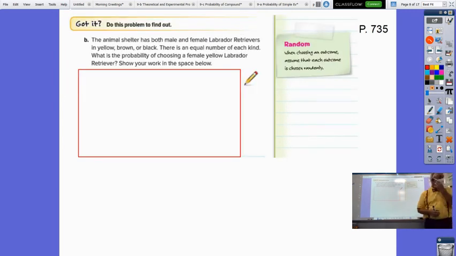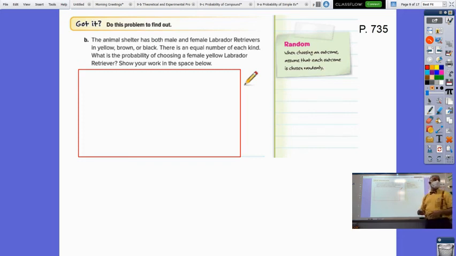We'll do one last example here. The animal shelter has male and female Labrador retrievers, and they're yellow, brown, or black. Equal numbers of each kind, so if you randomly pick one, what is the probability that you're going to get a female yellow Labrador retriever? Well, first you have to get how many different possible dog combinations are there.